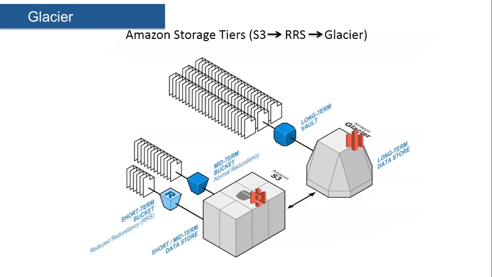You then have normal redundancy, where you might have data that isn't easily reconstituted or able to be replaced. And then obviously you have the concept of the long-term vault, Glacier.